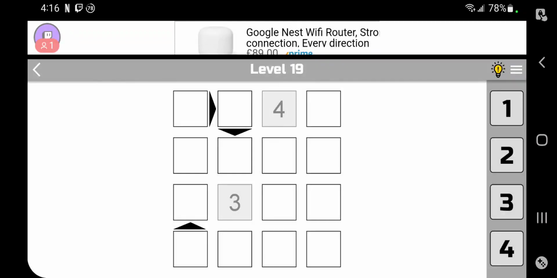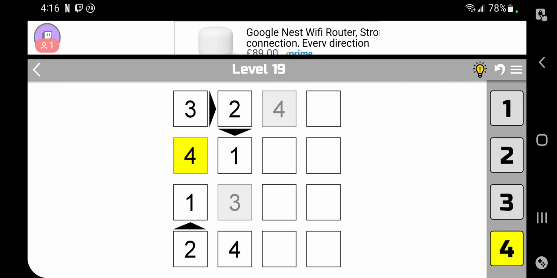Okay, we've got this pattern of 3. We know that that can't be a 4, so it must be a 3. That must be a 2. That must be a 1. That must be a 4 because the 4 is missing from the column. This can't be a 3 or a 4. It must be a 2. That must be a 1, and that must be a 4.